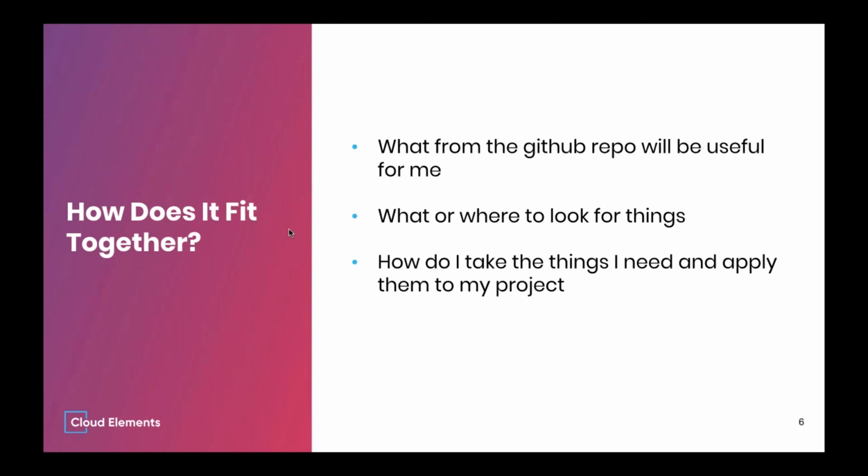As I explained, a lot of the questions that we get when we say, oh, we now have an open source repo, a lot of people are asking like, okay, so what from the repo is useful for me? What or where do I look for the things I need? And how do I take things from the repo and apply them to my project? So again, kind of what we went over, but the GitHub organization has a bunch of repos, and within those repos, the READMEs will explain to you the use case, so you can determine if it's useful for your needs.